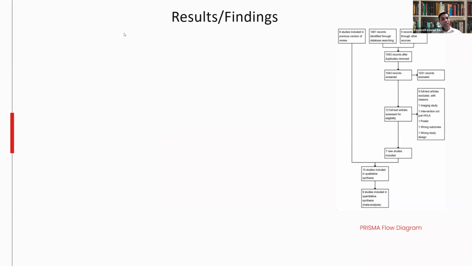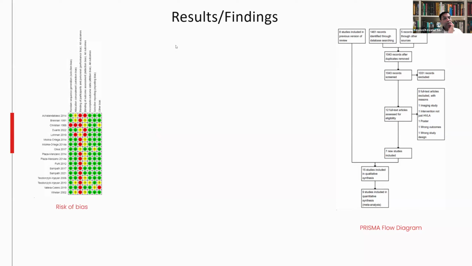Initially, in our review, we had 8 studies back in 2017, and with our latest update, where we started from around 1,400 articles or something, we came up with 7 studies that met our criteria. So in total, for this review update, we had 15 studies, of which 9 were included as part of meta-analyses.